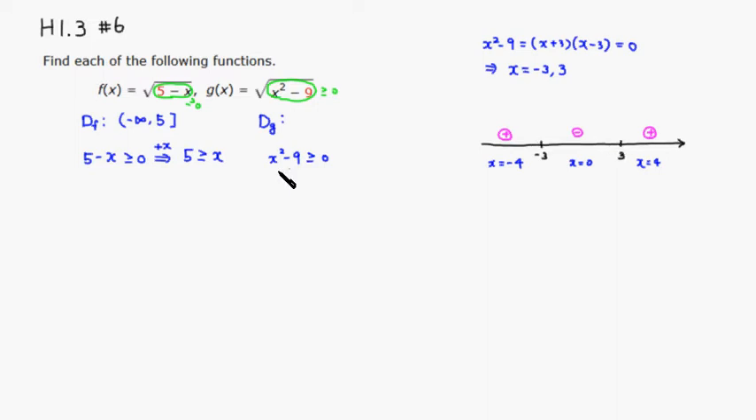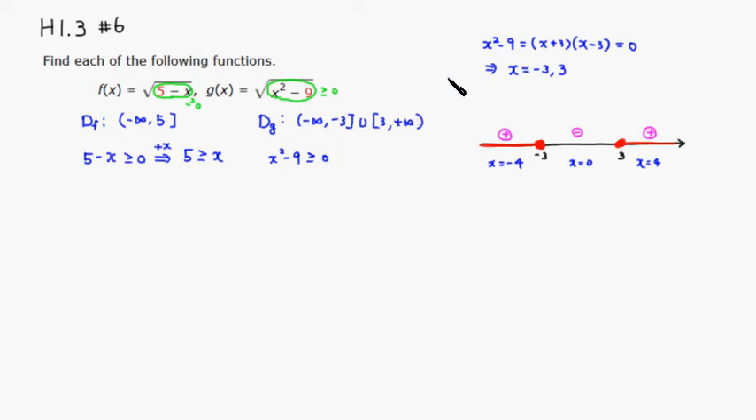So this expression is positive here and positive there, and 0 at negative 3 and positive 3. So we know that the domain is going to be starting from negative 3 and down, and starting from positive 3 up. So the domain of this would be negative infinity to negative 3, including negative 3, and start up from 3 all the way to positive infinity.